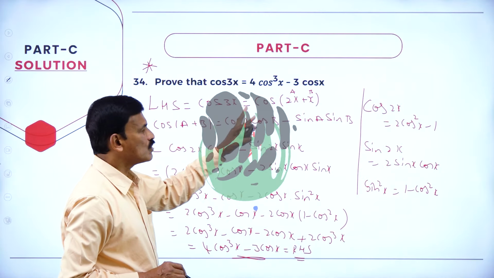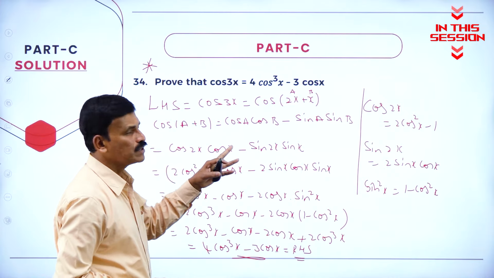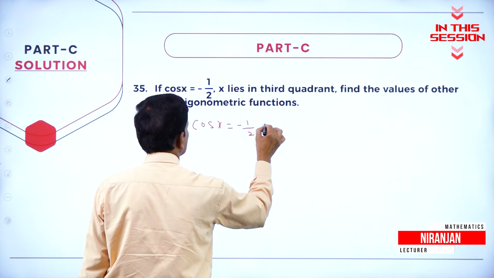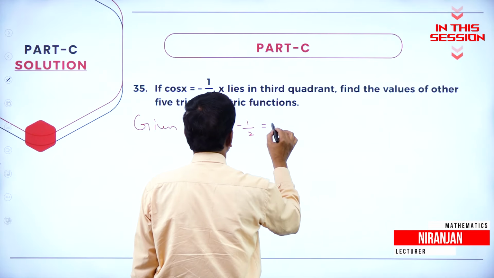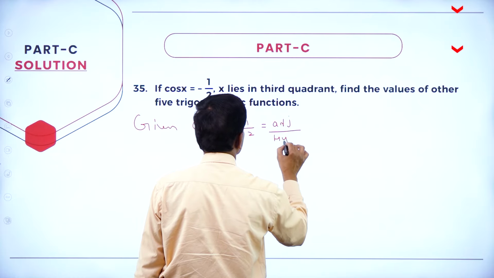Split cos 3x into cos(2x + x) and use the cos(A + B) formula: cos A cos B minus sin A sin B. Cos x is equal to minus 1 by 2. What is cos in terms of sides? Cos theta is equal to adjacent side divided by hypotenuse side.